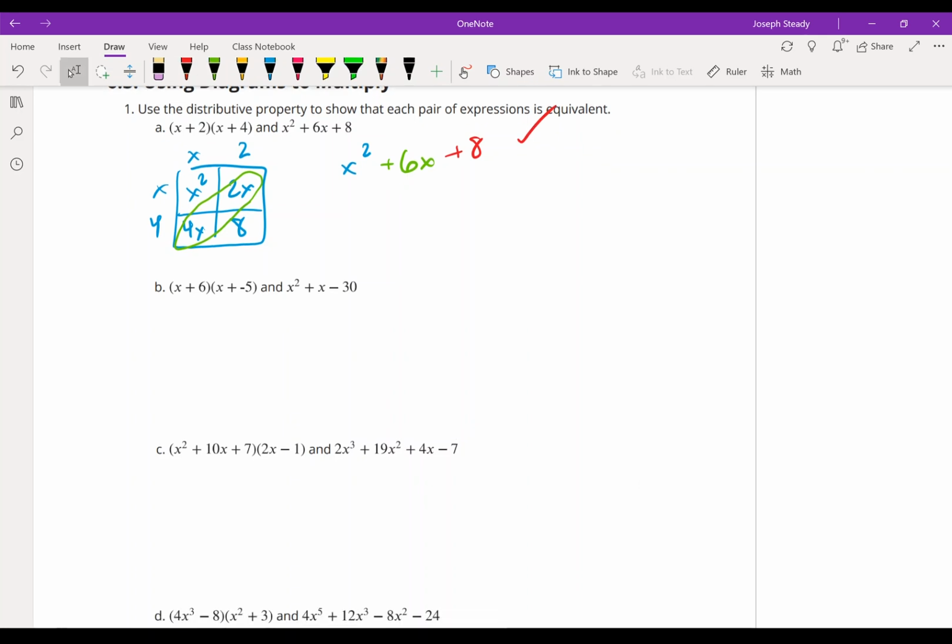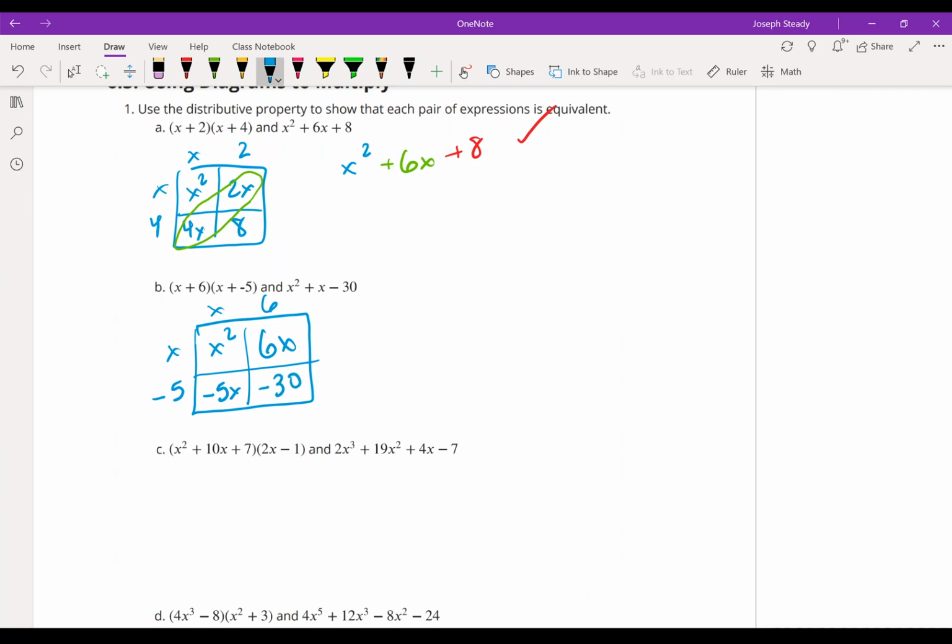Next one up, another quadratic, right? Another x squared problem. So we'll set up the box diagram here. This one has a negative sign thrown in there, but that's the only change. We've got x plus 6, and we've got x plus negative 5, or in other words, x minus 5. Again, we go ahead and multiply first. X times x, x squared, 6x, negative 5x, negative 5 times 6 is negative 30.